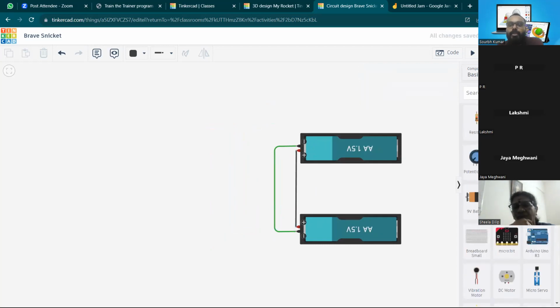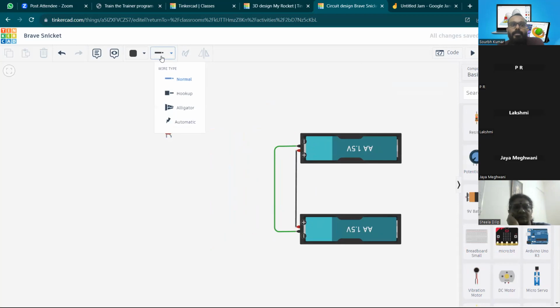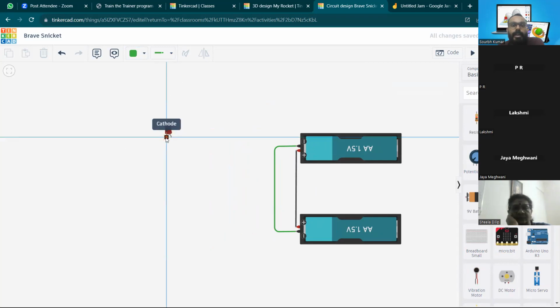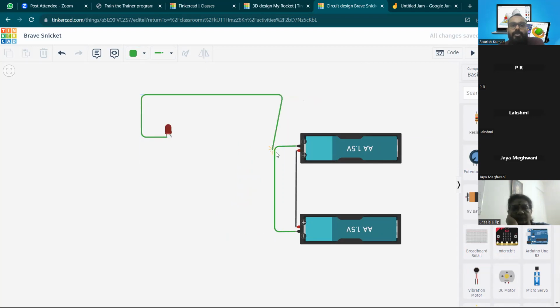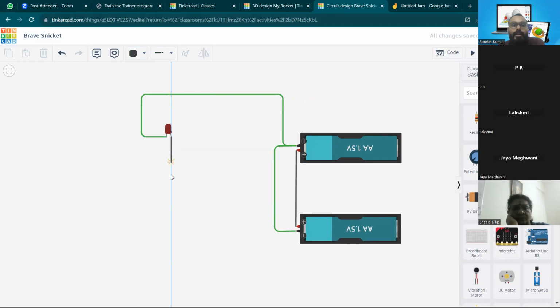So suppose I'm bringing one of the LEDs in here, just grab one of the LEDs. This one is the cathode and this one is the anode. So I'm changing the wire color, the green one, and taking the cathode and connecting it to the power source, to the negative one. And I'm again taking the black wire and connecting this one in here to the positive of the battery. Let's see what happens in combination, in parallel connection.